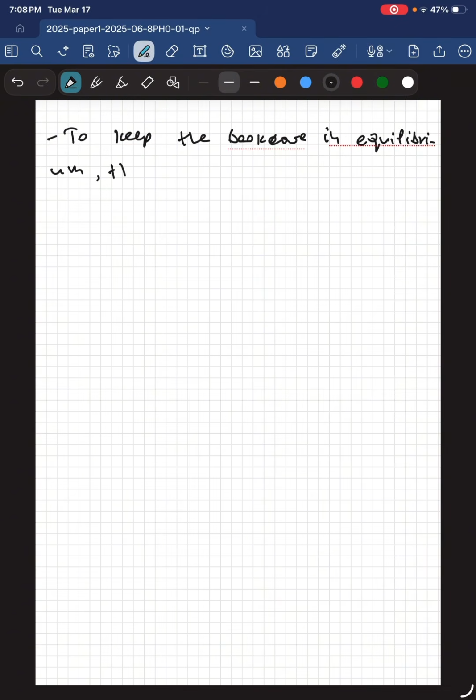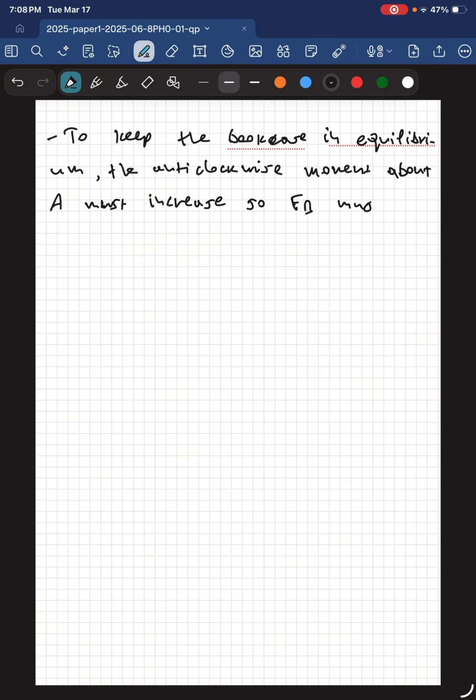All right, let me use a clean page. To keep the bookcase in equilibrium, the anti-clockwise moment about A must increase. So FB must increase.